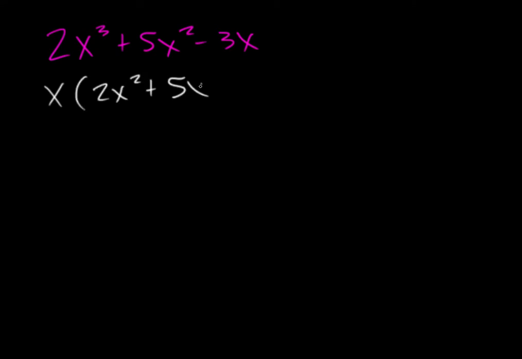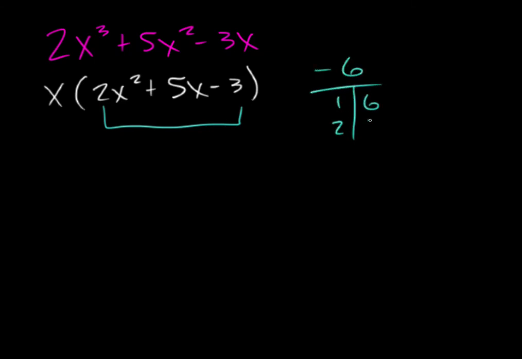Now they're asking us to factorize. So if we're going to factor this, we want to first pull out an x. Then that leaves us with a quadratic, which we can use box method. So 2 times negative 3 gives us negative 6. 1 and 6, 2 and 3. If we do 6 minus 1, that works. Or if we do 2 plus 3. Now because when we multiply this one we get a negative 6, that's the one we want to use.